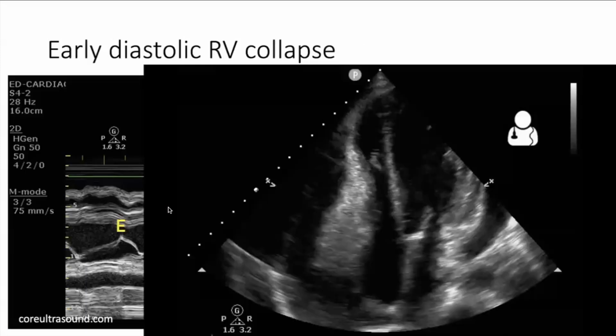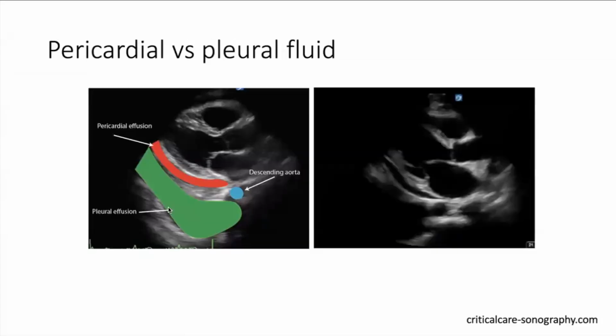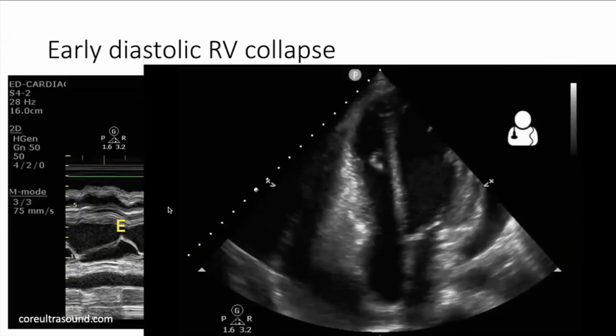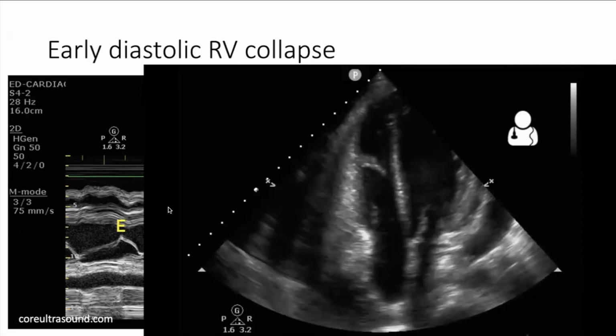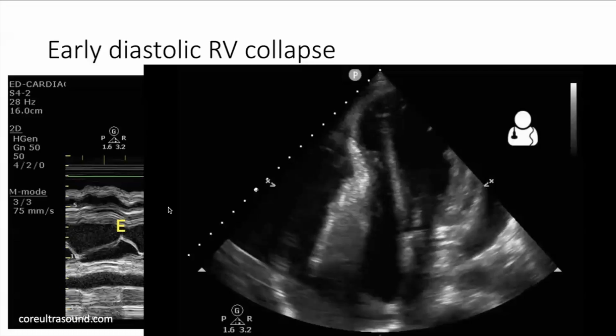Okay, no. So what you see here is early collapse of the RV free wall during diastole. Because the RV normally expands to the outside, there should be no collapse during diastole. But in patients who have tamponade, you can see that during diastole, the RV collapses towards the chamber. And this is what you see here. So there is an RV collapse during diastole, but this picture also shows an RA collapse.